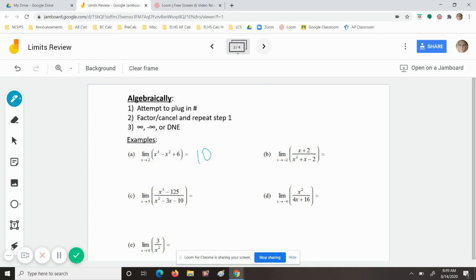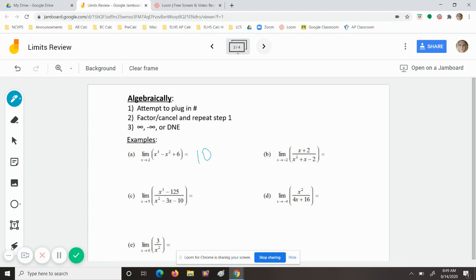Part B, limit as x approaches -2, we are going to have to cancel because if we try to plug in, notice that we're going to get 0 over 0. Now, it's not a big deal if you get 0 on the top. The problem is if you get 0 on the bottom. We want to try to factor and cancel out.